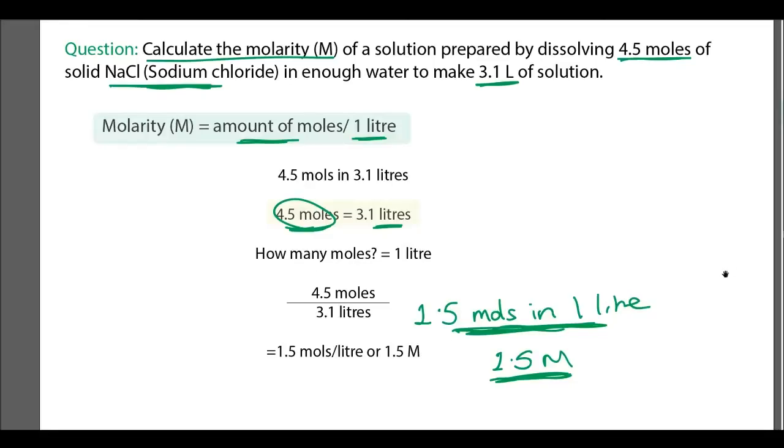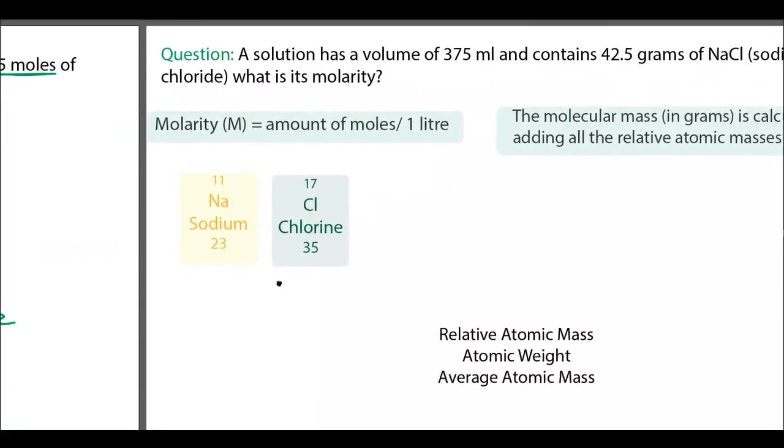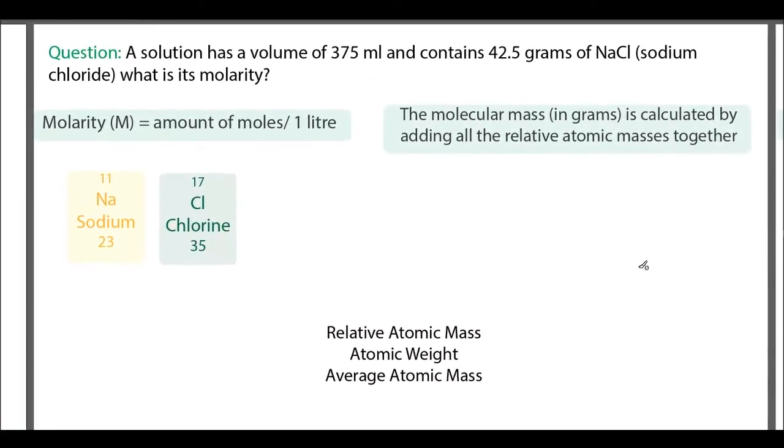Okay, on to the next question. Now a solution has a volume of 375 milliliters and it contains 42.5 grams of sodium chloride NaCl. What is its molarity? Now this time you're not actually given the amount of moles, you're given the amount of grams. So we need to do a conversion of grams to moles.